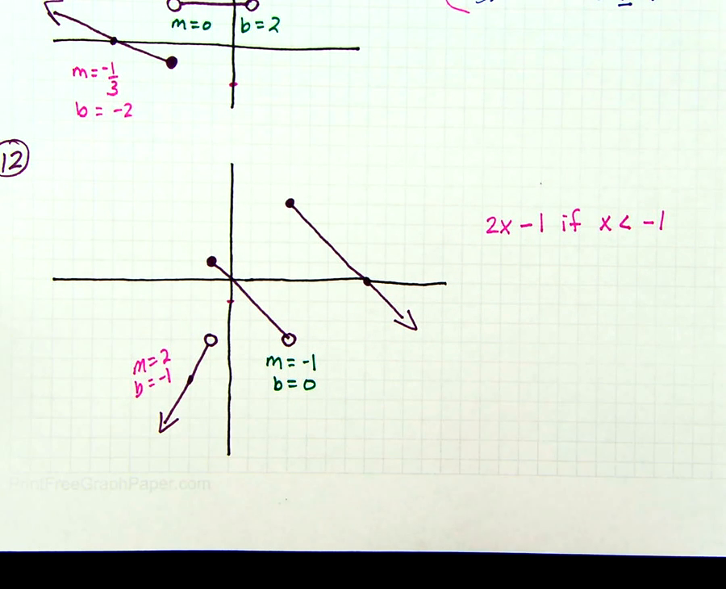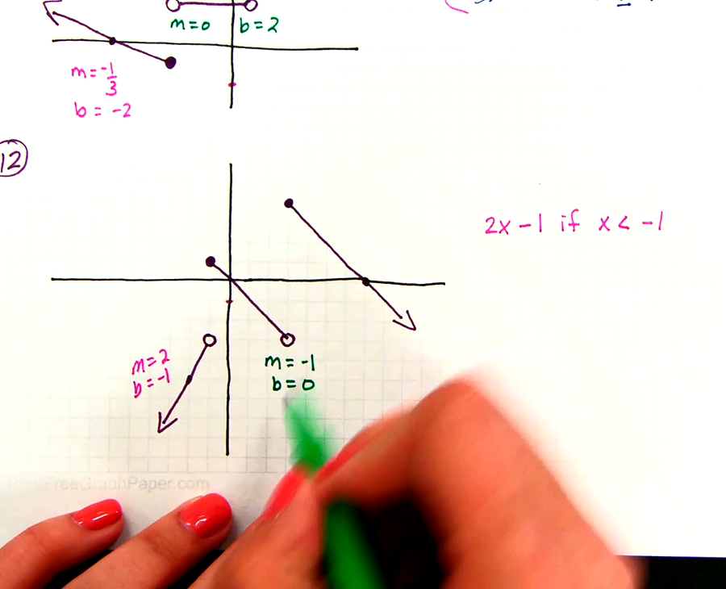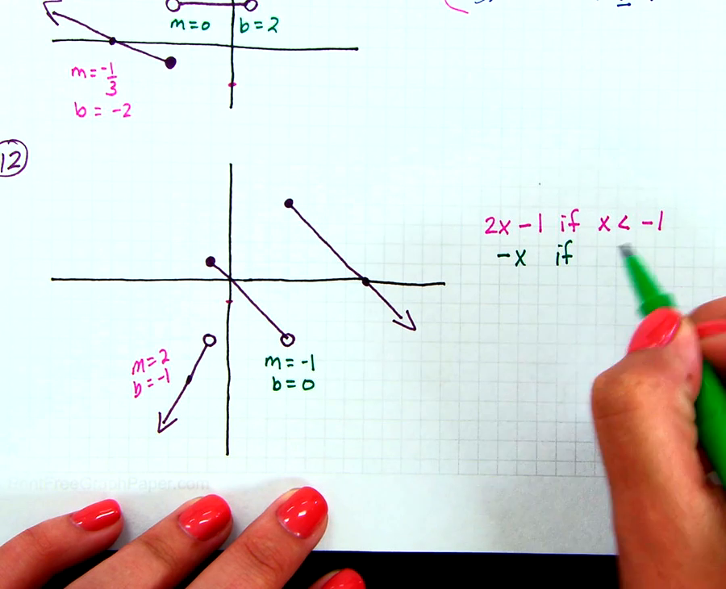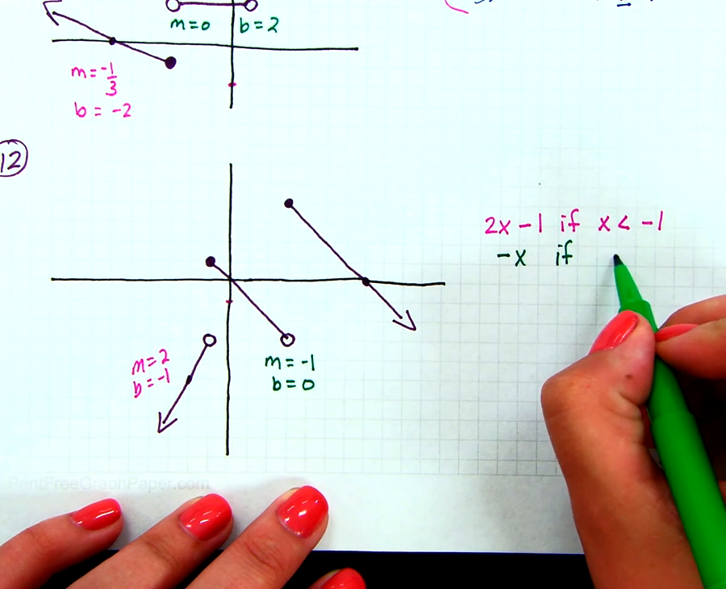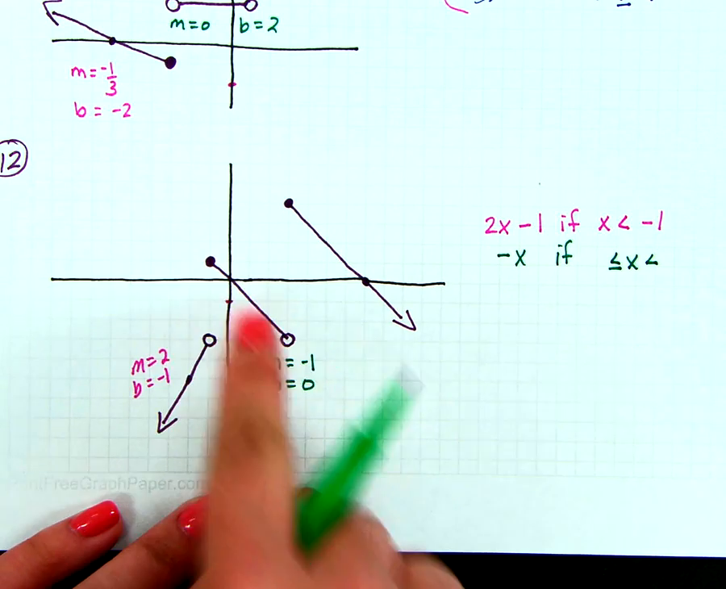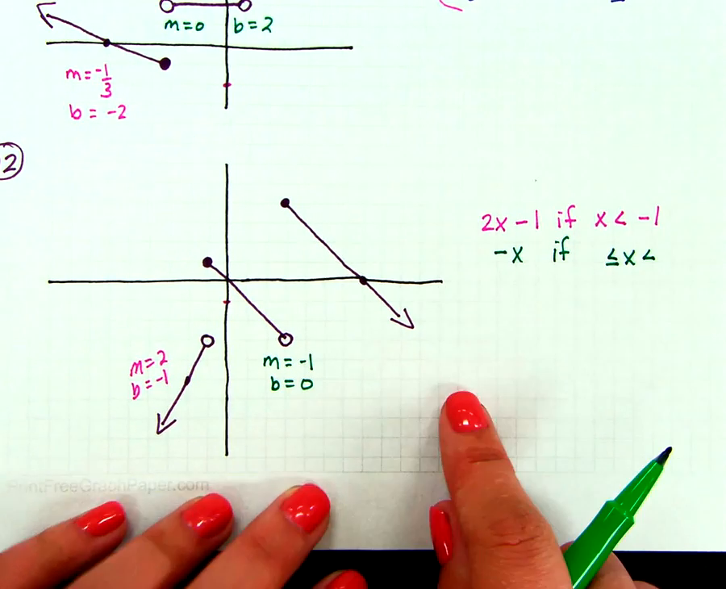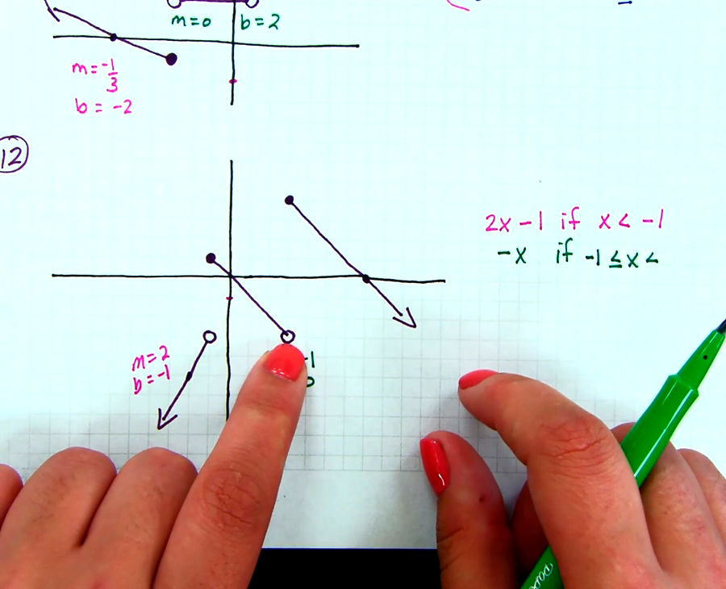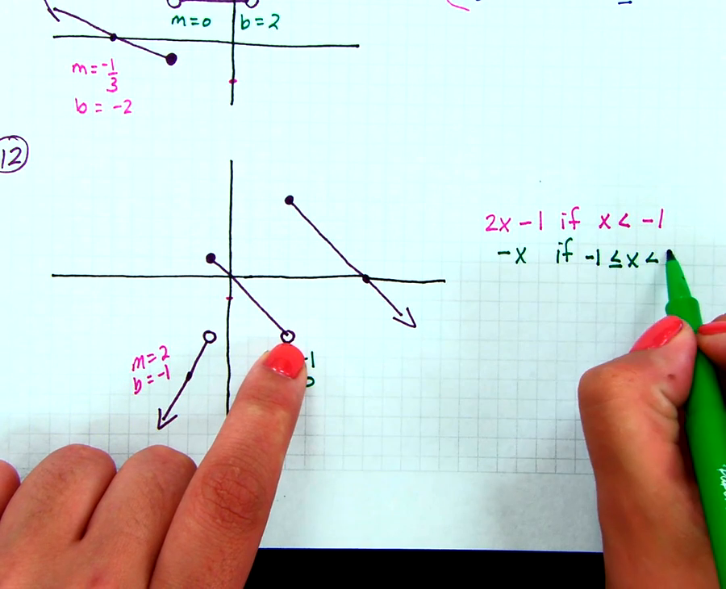We have 2 endpoints, so that means that our x value, our restriction, has to be an and statement. So equation is -x if, and then we're going to have one less than or equal to sign and one less than sign because we have a closed circle and an open circle. And then our x value at this point is -1. The x value at the other endpoint is 3.